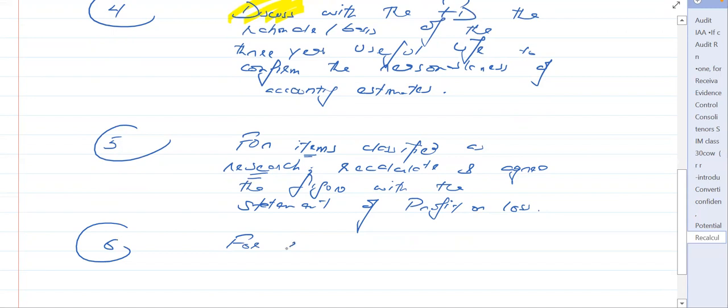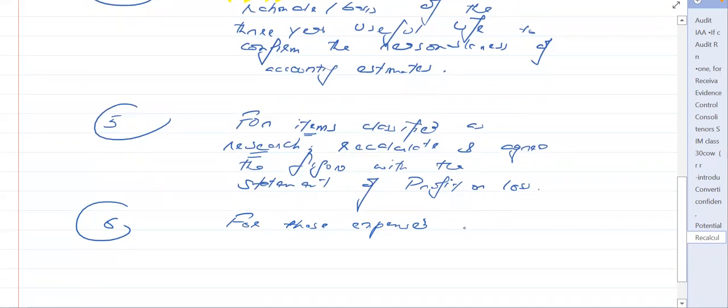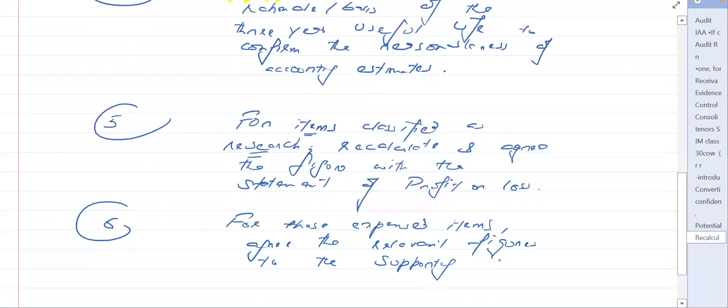for those expensed items, agree the relevant figures to the supporting documents such as invoices. Like obviously, for example, if there are elements relevant to the research, such as they have made the payments to any freelancers or university students for investigating some matters, then obviously they have probably invoiced them for those things.